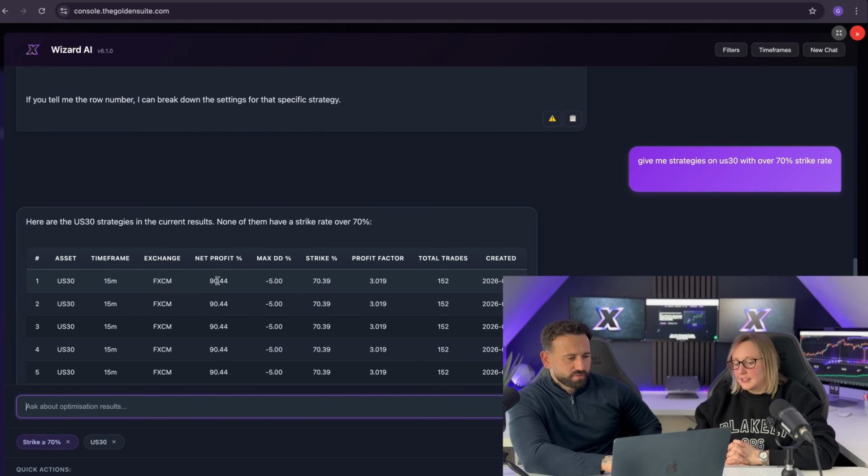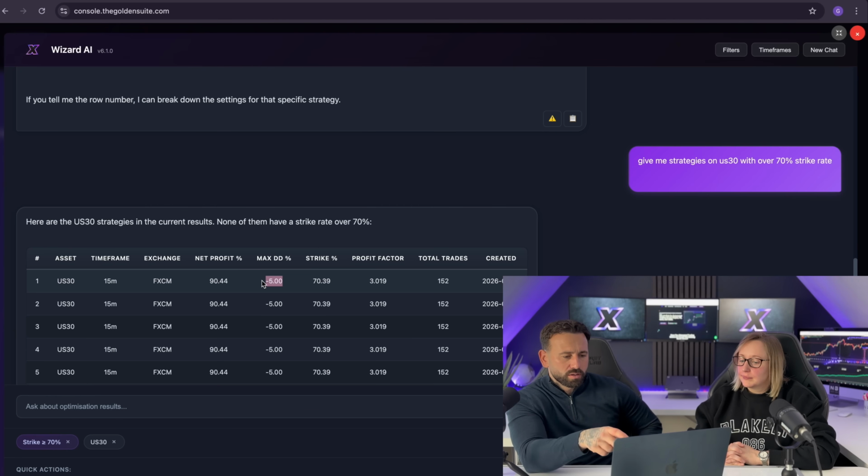We have 90% profit, 5% drawdown, 70% strike rate. Now that drawdown, we can change that. Once I input this strategy into my next gen automated trading system, I can make some tweaks to get that drawdown even lower if I really want to. It's totally customizable to you. That's how simple it is. 15 seconds, I had a strategy.